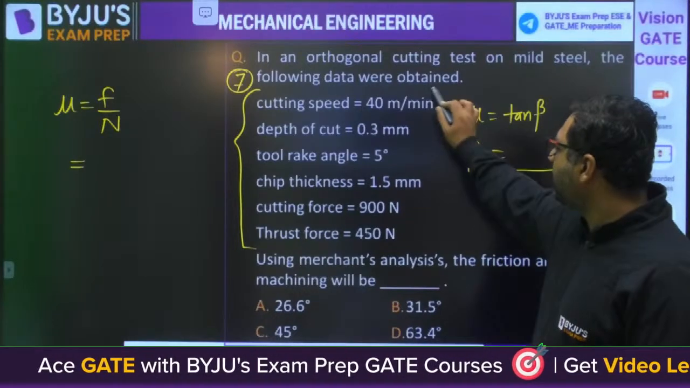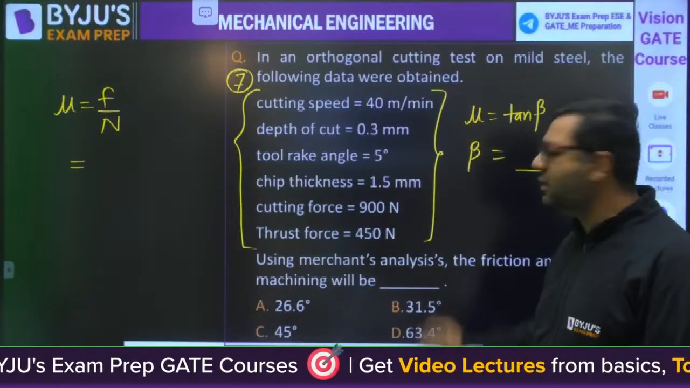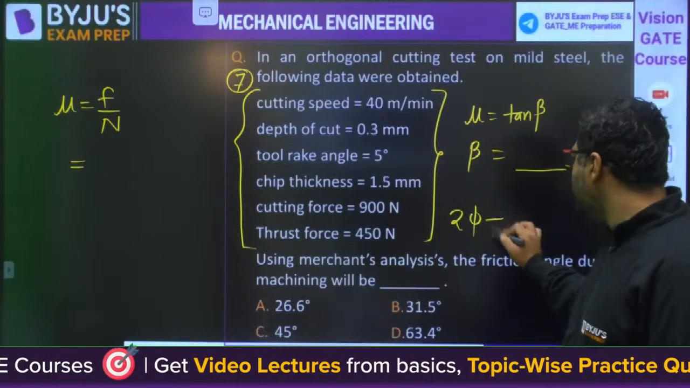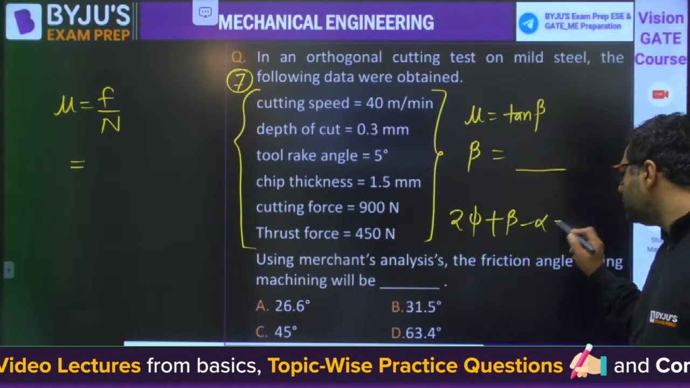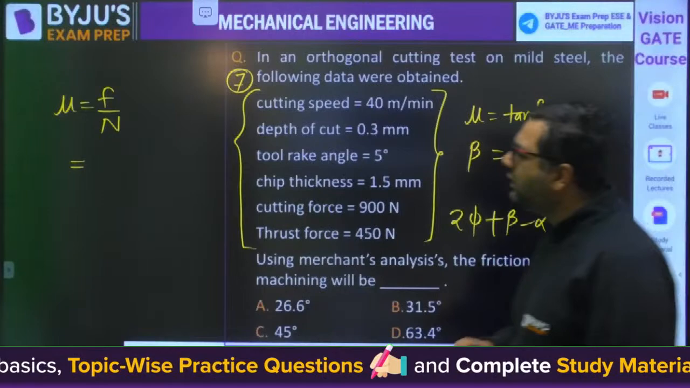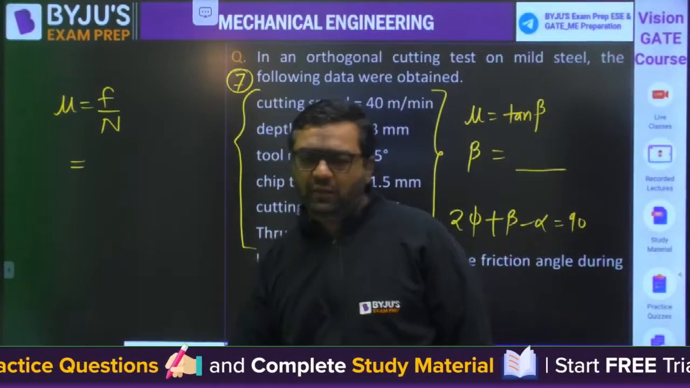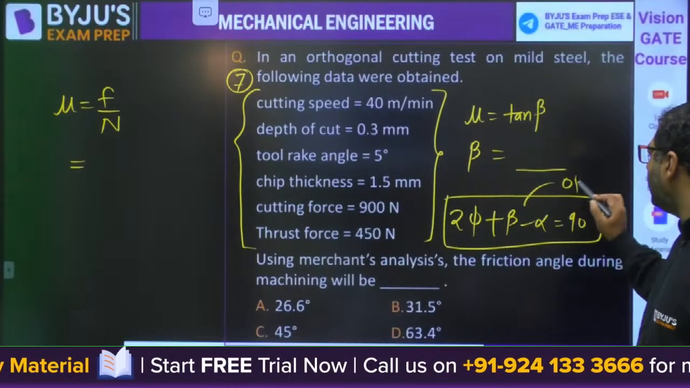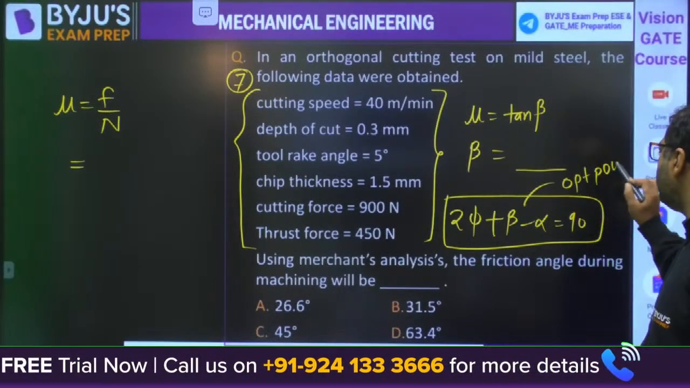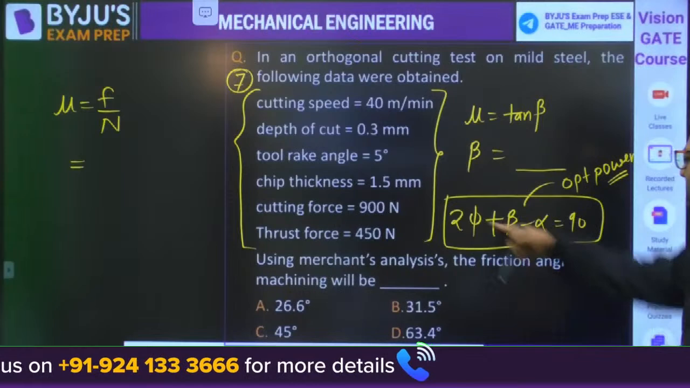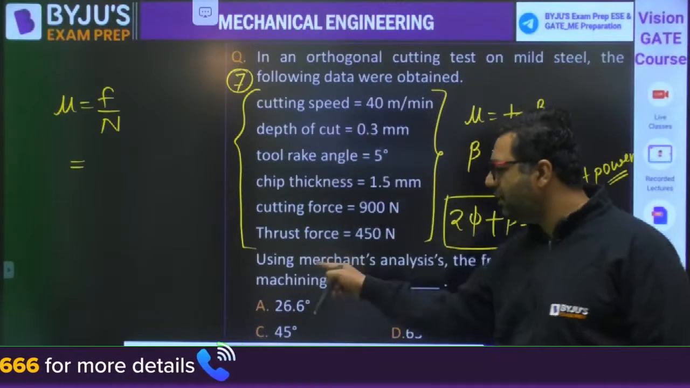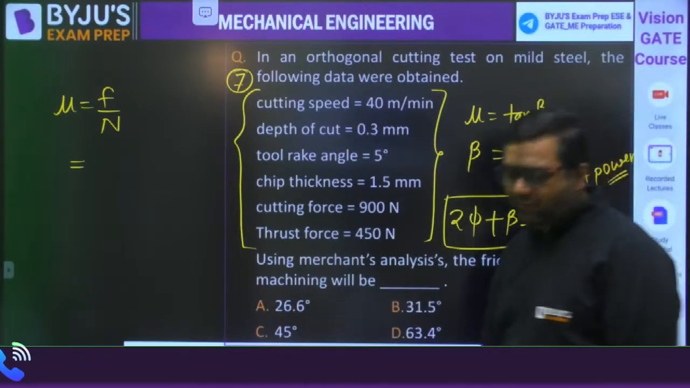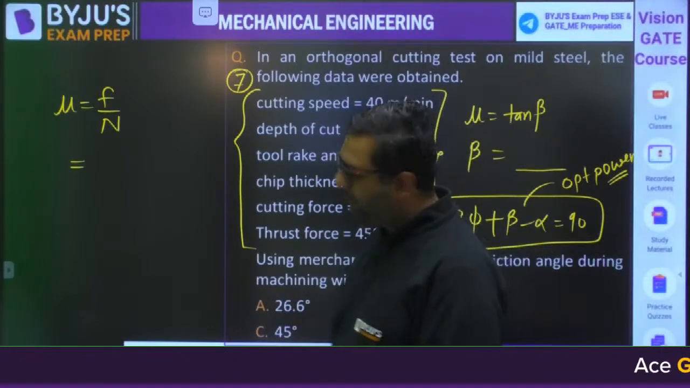Okay, if we have the data, we will never go for the formula like 2 phi plus beta minus alpha. That will be used only if we cannot calculate in these ways, because this is the condition of optimum power. Every time we may not be working at optimum power. So this is the theoretical data. This is the experimental data. So tell me what would be the right answer for this.